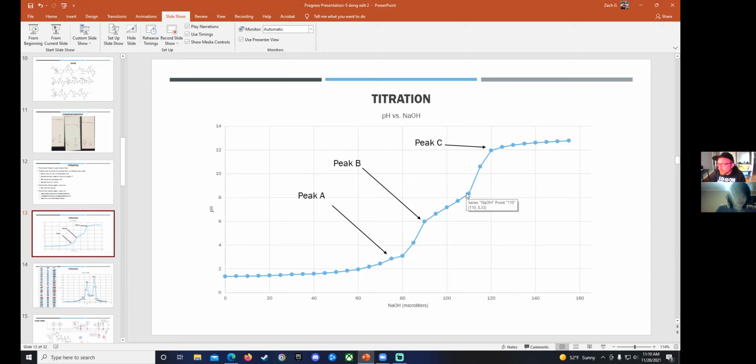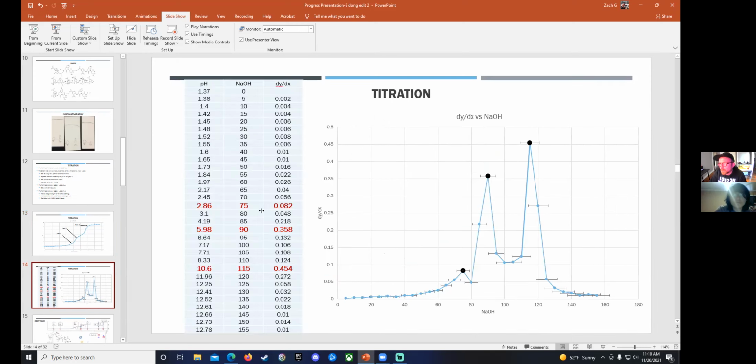When we initially did this, we couldn't quite tell, but it looked like there was a peak right around 75 microliters relative to the x-axis. We were confident in peak B and peak C as well, but we weren't quite sure if there was one popping up there, what is now marked as peak A. The calculations and the error bars, everything like that, was not calculated by us. That was simply calculated using Microsoft Excel.